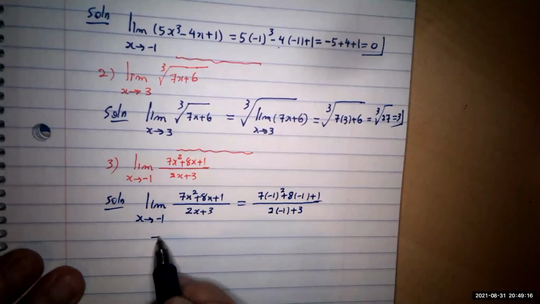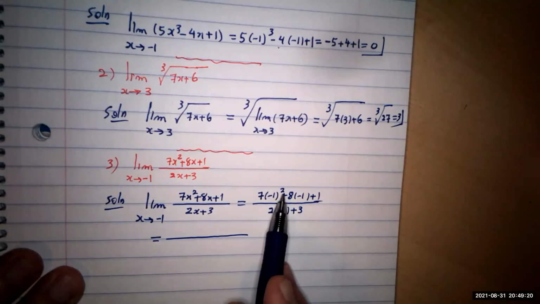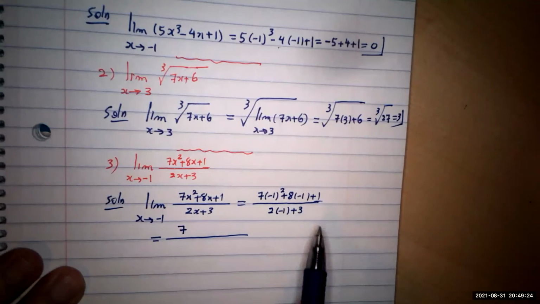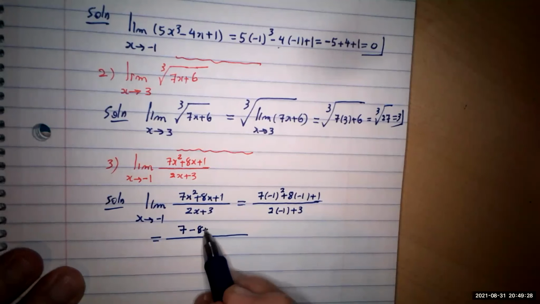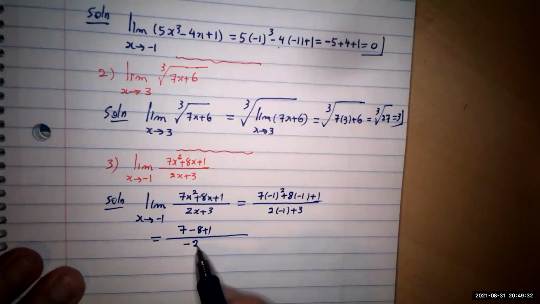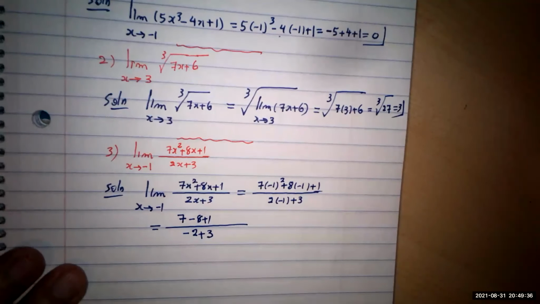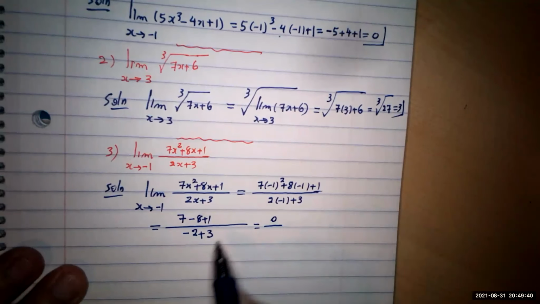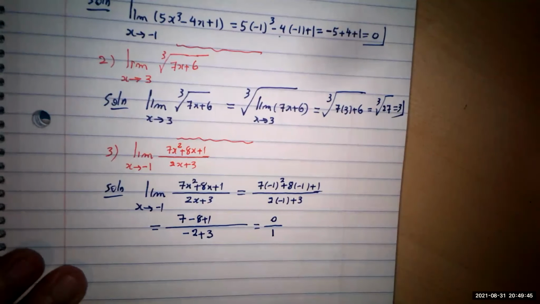On the top, -1 squared is a positive 1, times 7 would be 7. That gives you -8 plus 1. The bottom one is going to be -2 plus 3. Any question? Now the top would be 0. The bottom one would be 1. So what is 0 divided by 1?